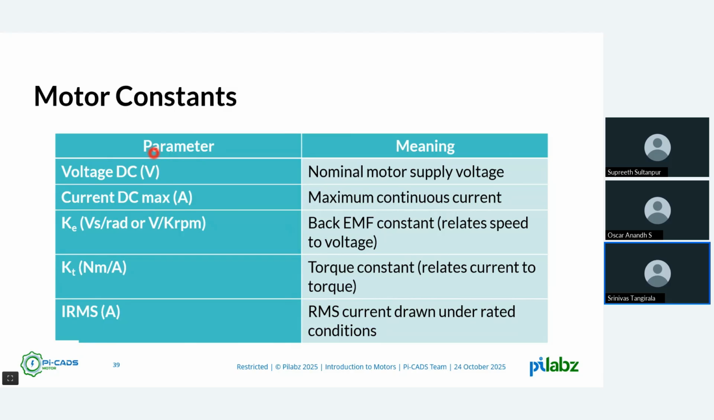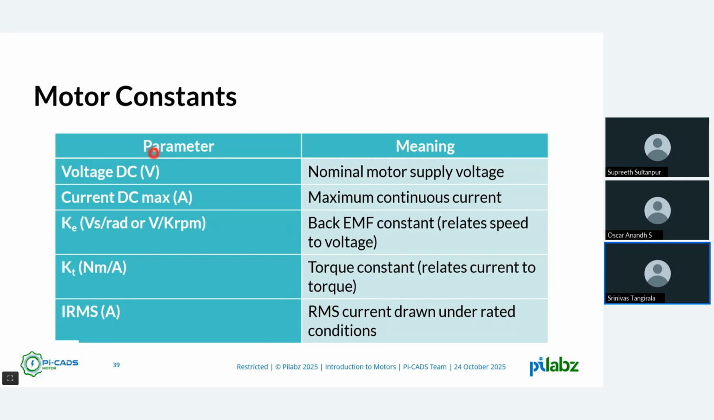And current DC max is the maximum continuous current. And RMS is root mean square current. Root mean square is used because the current actually flows in AC in a sinusoidal wave pattern, right? It has both positive and negative components, goes up and down.